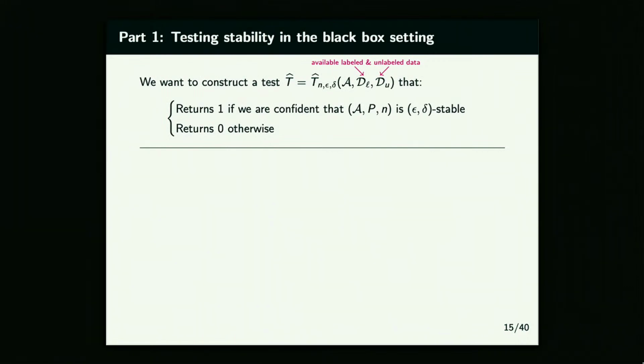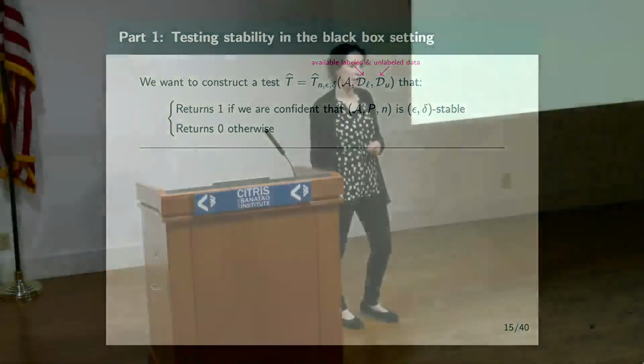I'm going to formalize that in a minute. So what do we want to do? We want to construct a test that depends on the available data. So you have some amount of labeled data and additional unlabeled data that's available. That depends on the algorithm A only through calling the algorithm an unlimited number of times, but cannot look inside the black box. And I want to return a 1 or a 0, indicating that I do think it's stable, or I'm not sure, it might be unstable.